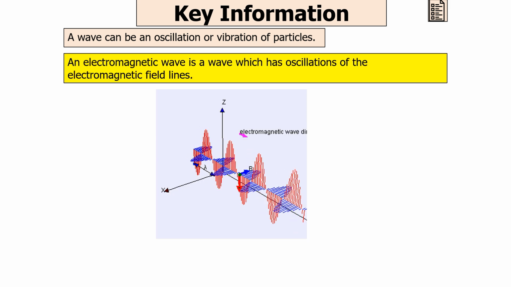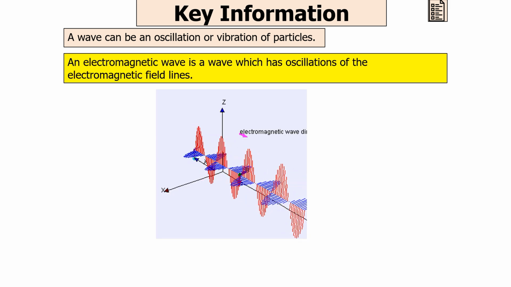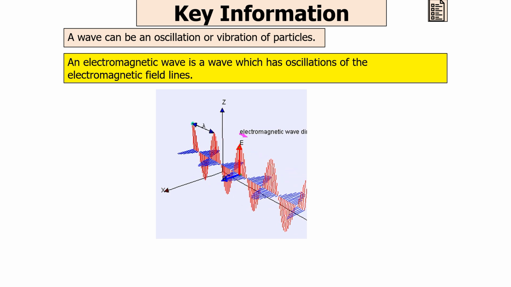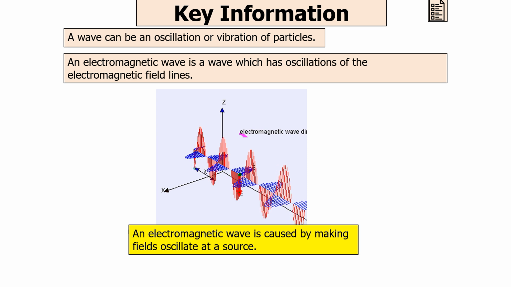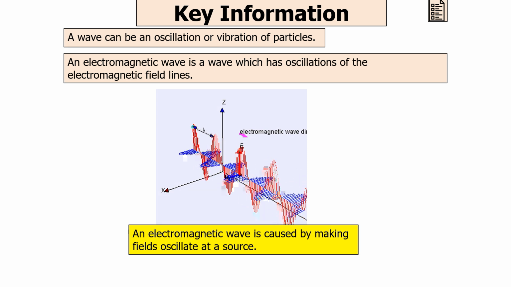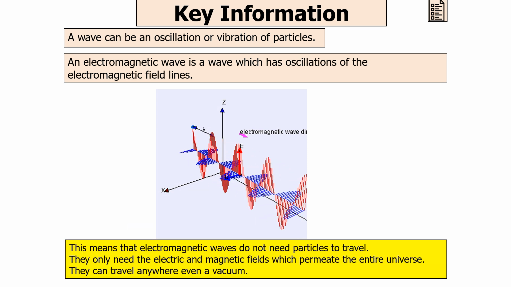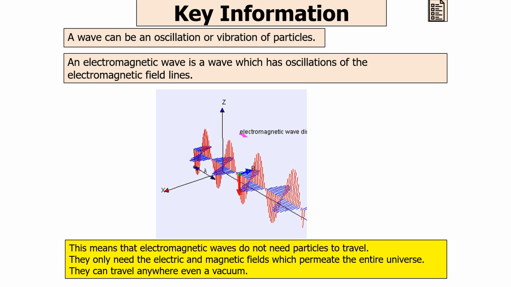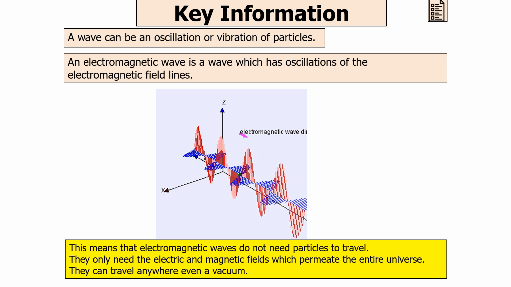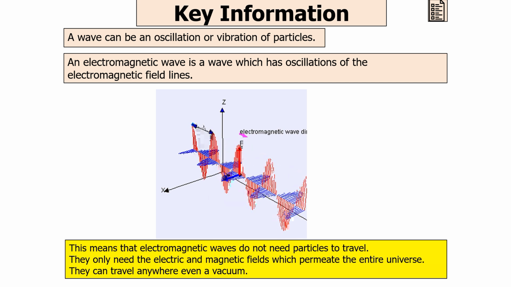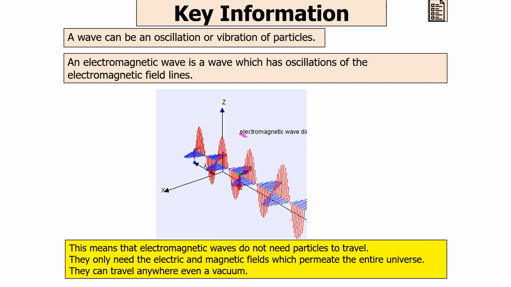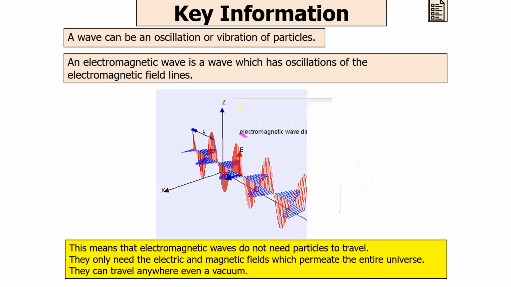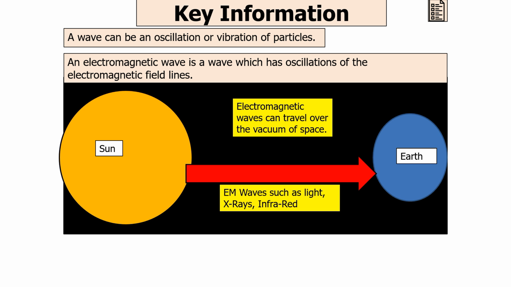Now an electromagnetic wave is an oscillation of the electromagnetic field lines. So an electromagnetic wave is caused by the fields oscillating at a source. So this means that electromagnetic waves do not need particles to travel. They only need the electromagnetic fields which permeate the entire universe. They can travel anywhere, even a vacuum. So for example, electromagnetic waves can travel over the vacuum of space.